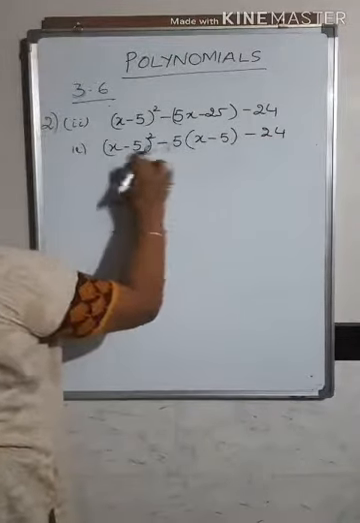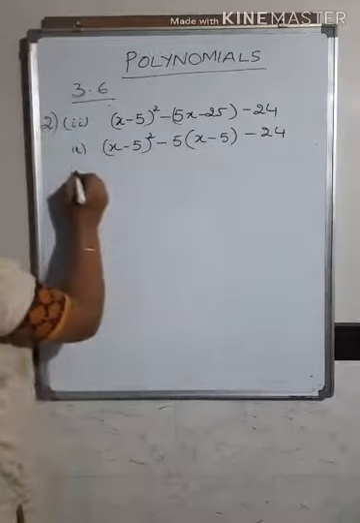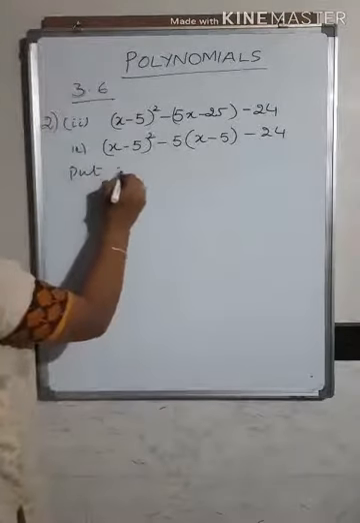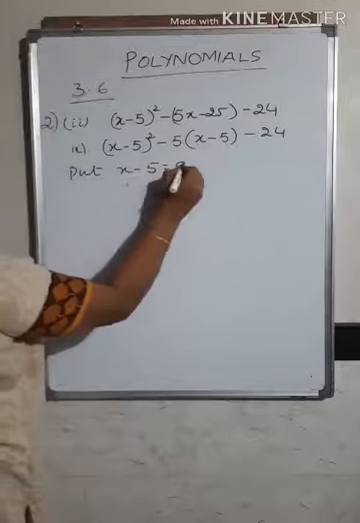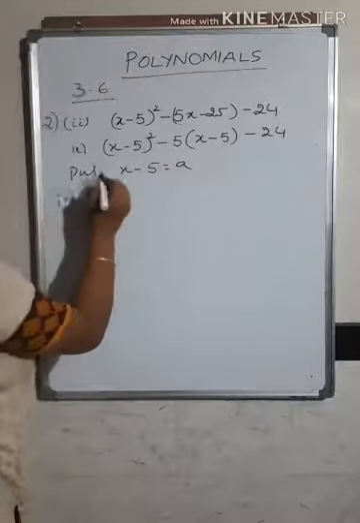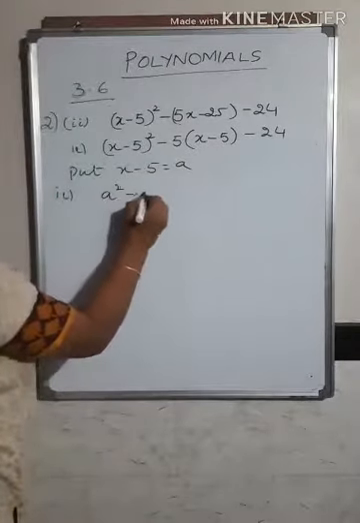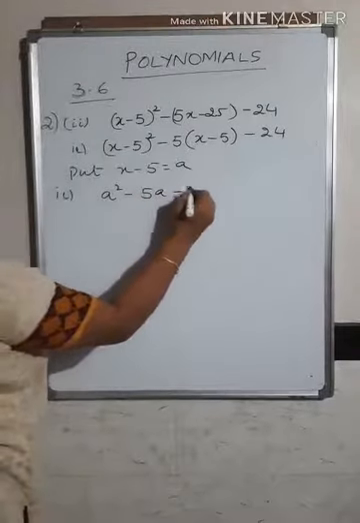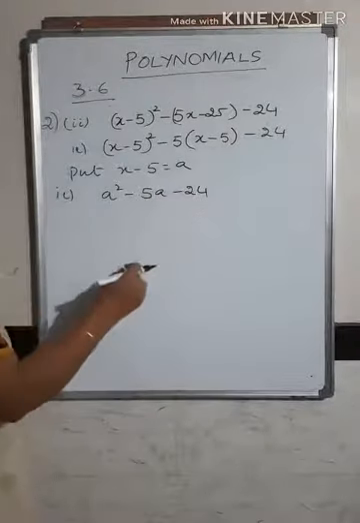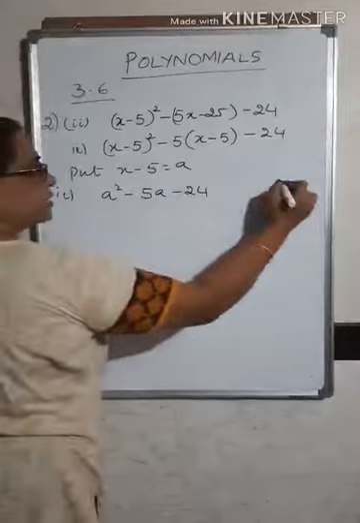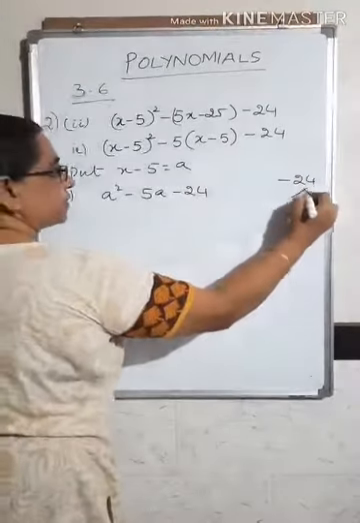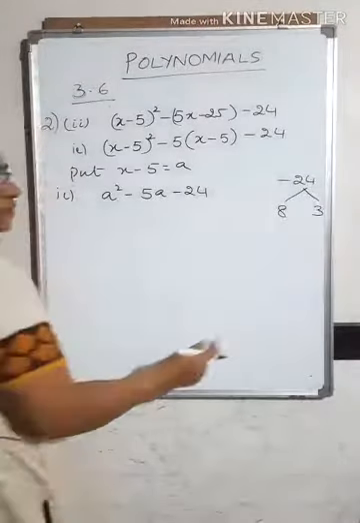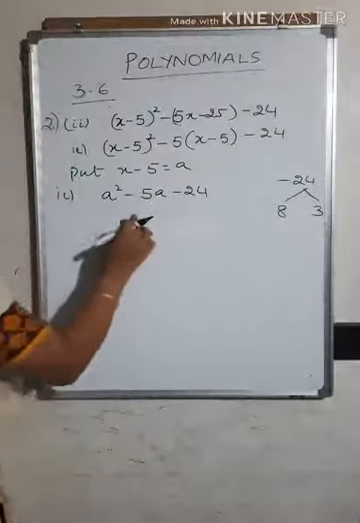Now you have got the same terms in both the brackets. So you are going to put the value of x minus 5 is equal to a. So you get the expression as a square minus 5a minus 24. So you have got the standard form. So here the factors for 24: 8 3s are 24 and 8 minus 3 is equal to 5.